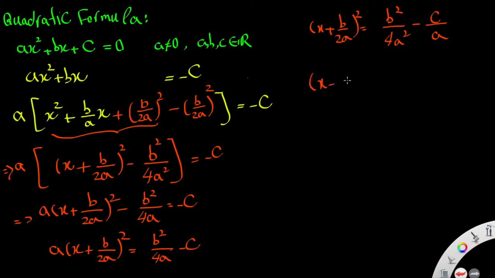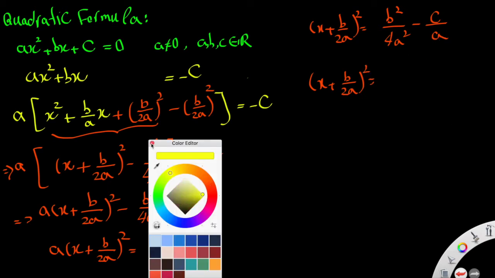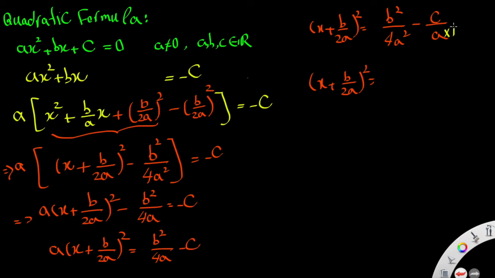Now it will be x plus b over 2a to the power of 2. I take a common denominator on the right hand side, so multiply by 4a on the right hand side, you have 4a squared, b squared minus 4ac. You see, gradually the quadratic formula discriminant part, or delta, is appearing. Now to get rid of this power 2, I take a square root from both sides.